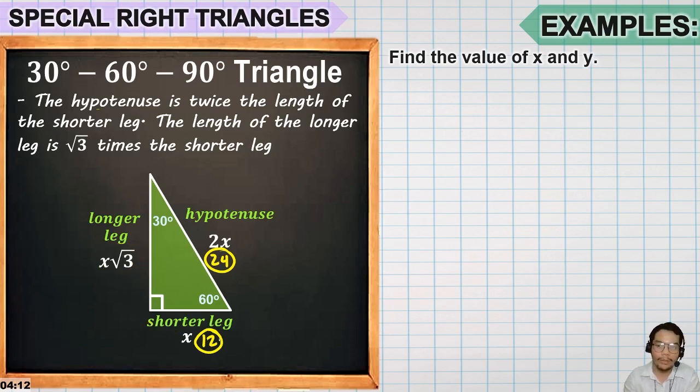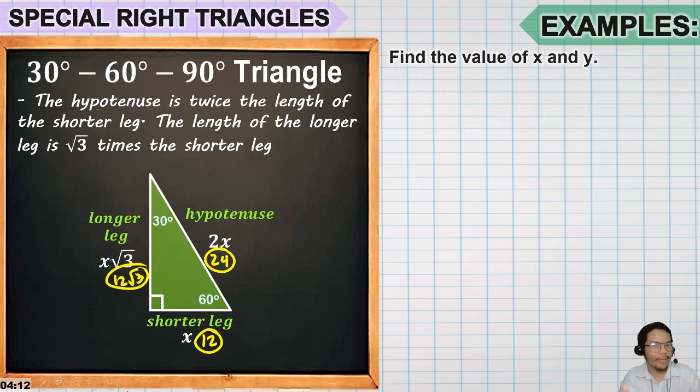So for example, kung ang sukat ng shorter leg mo ay 12, your longer leg will be equal to 12 square root of 3. Gets po? Ayan. So, that's gonna be the different relationship inside this special right triangle. Kaya nga siya special right triangle.